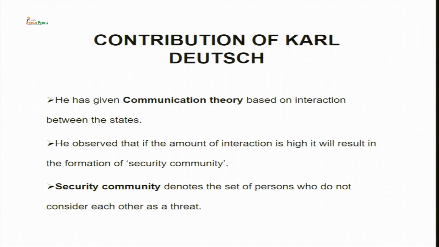What is security community? There are two words, security and community. So, security community basically denotes the set of persons who do not consider each other as threat. Like realism, in realism everyone is a threat for every other one. But this concept emphasizes that if we develop a security community, we will not consider each other as threat, rather we will view each other as friends, as security provider.